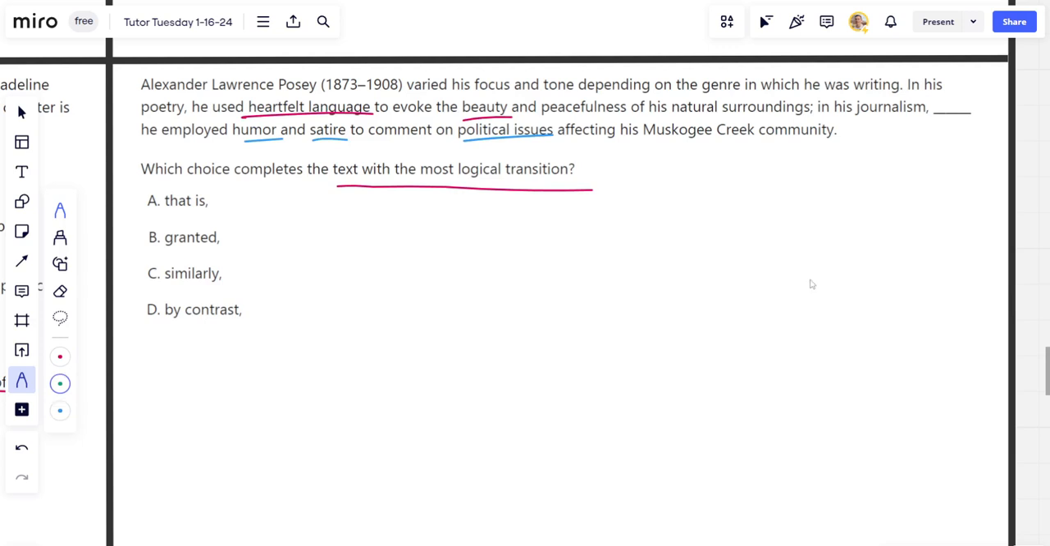And so what I would do is pick something that gives us a contrasting word. The only thing I really see is "by contrast." That is, it kind of follows on what was previously said, granted, and similarly. Same thing, those are all too much of a continuation or a similarity, where we really want a contrasting word.